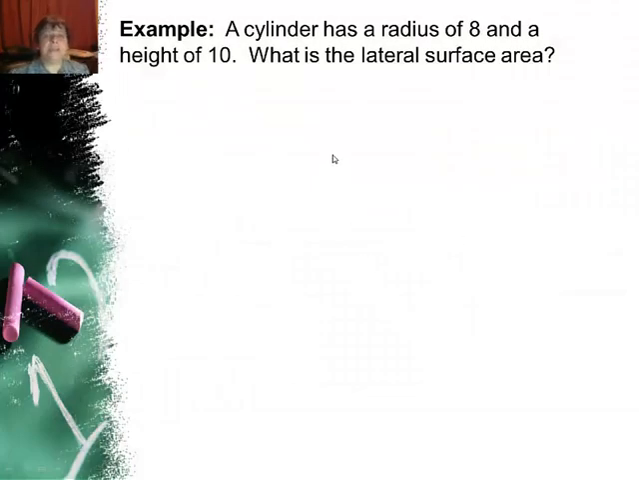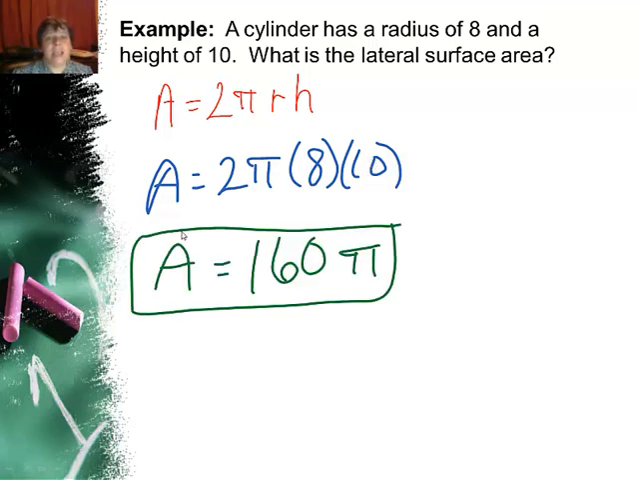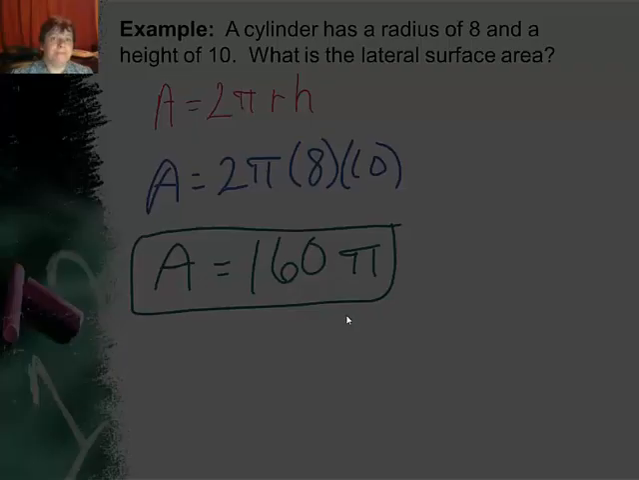Doing a quick example, and you'll find cylinders are pretty straightforward. We have area as 2 pi r h. Well, we know that the radius is 8, the height is 10, and multiplying that out, we get 160 pi. So that's it. I didn't include units, but it would be units squared. So this is, again, another exact answer, and then you could use the pi button on your calculator if you wanted to get an approximate number.